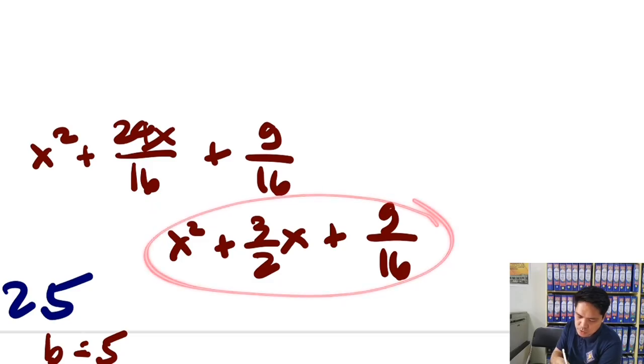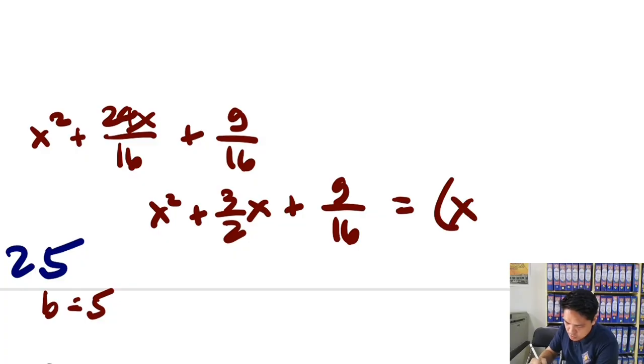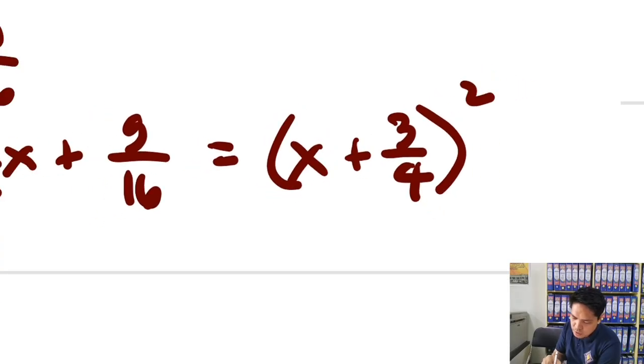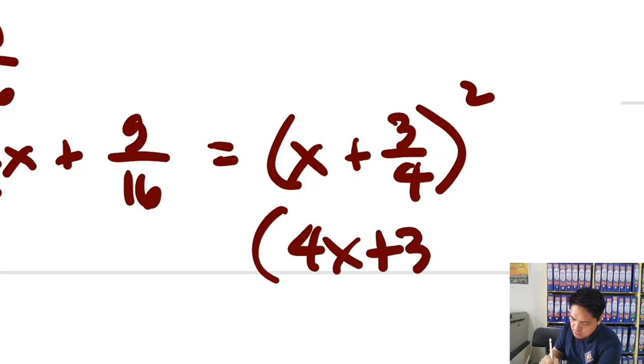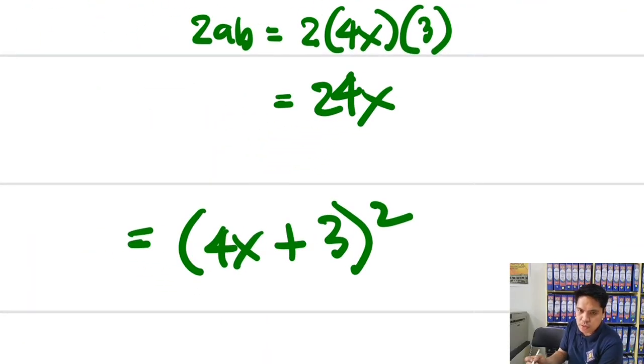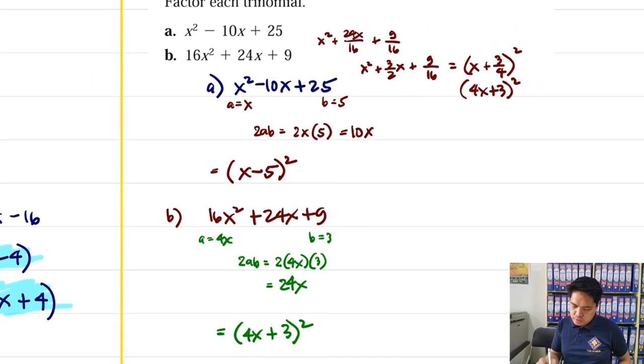So therefore, this is a perfect square trinomial. So the factor of this is x plus the half of this, which is 3/4 squared. Okay? If you multiply all terms here by 4, this would be 4x plus 3 squared. So that is the same as our answer here, 4x plus 3 squared. So, kanisha, this one and this one are just the same. Okay.